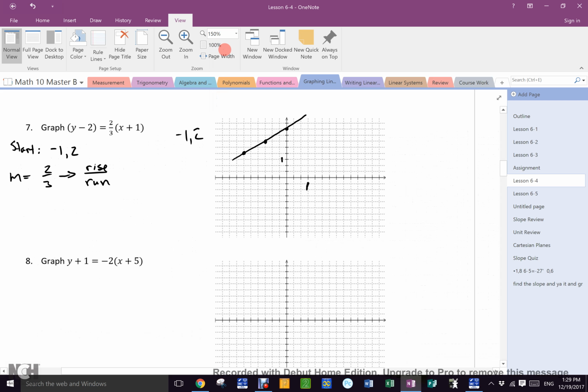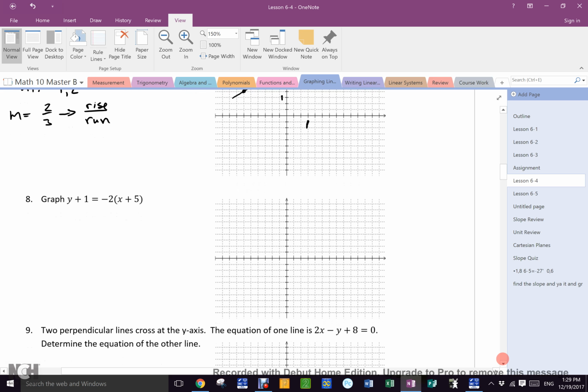Okay. Next one. What's my starting point? -5, negative 1. Okay. No change in scale this time. Where do I go? To the left 5. Down 1. What's my slope? Negative 2 over 1. Negative 2. Why is it negative 2 over 1?